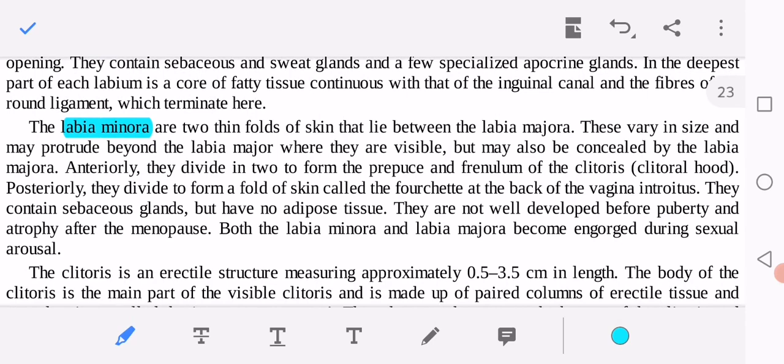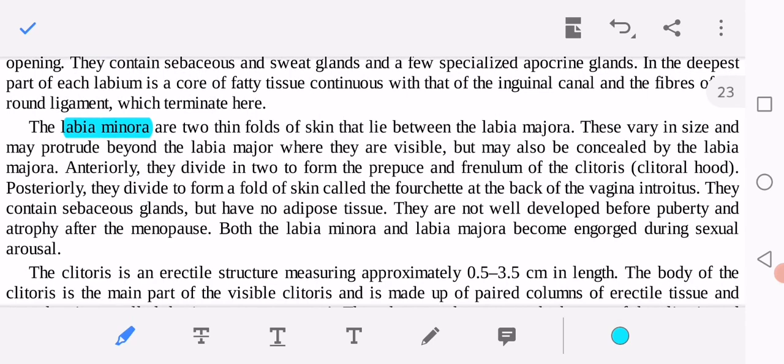बनाएगा. And posteriorly they divide to form a fold of skin called the fourchette at the back of the vaginal introitus. तो माइनोरा जो है उसकी एंटीरियर एक्सटेंट क्या है? क्लाइटोरल हुड. And the posterior extent क्या है? फोरशेट. And they contain sebaceous glands but have no adipose tissue.